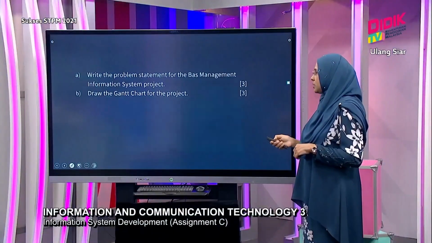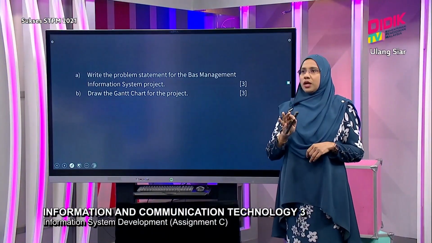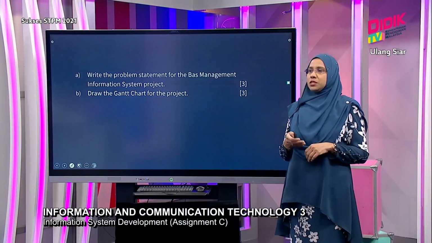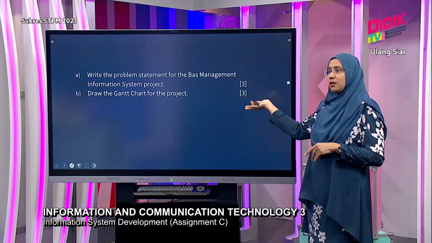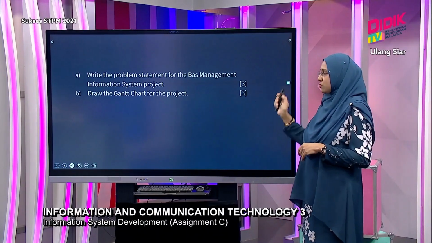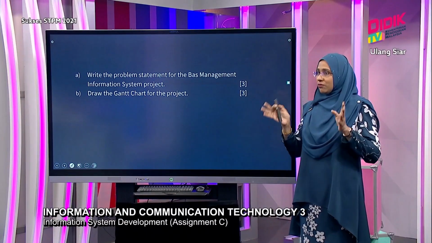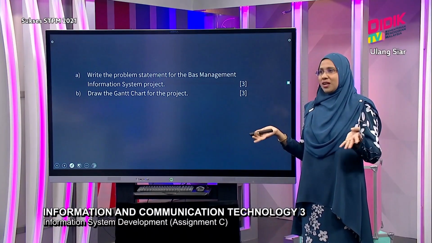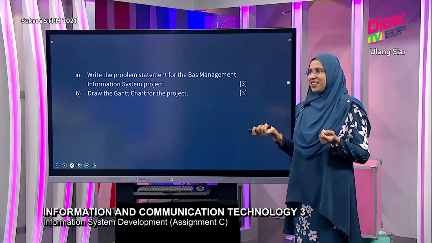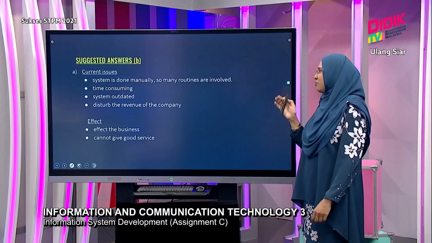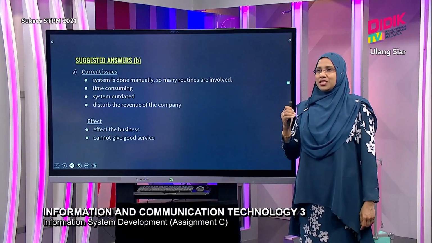So now look at the question. What do they want? Write the problem statement for the Bus Management Information System, 3 marks. It's in the question just now. And then draw a Gantt chart. If you forgot how to draw the Gantt chart, then 3 marks gone. So for the problem statement, this is my suggestion.